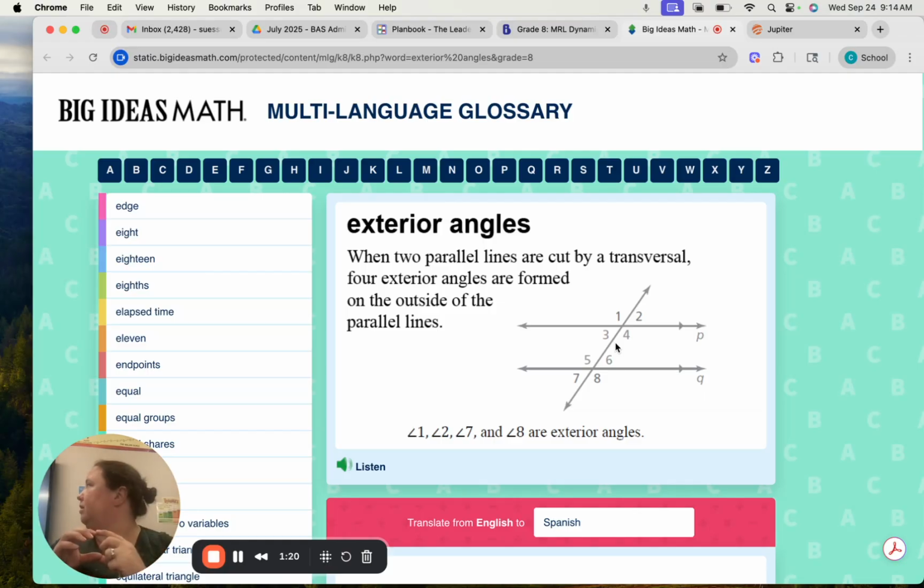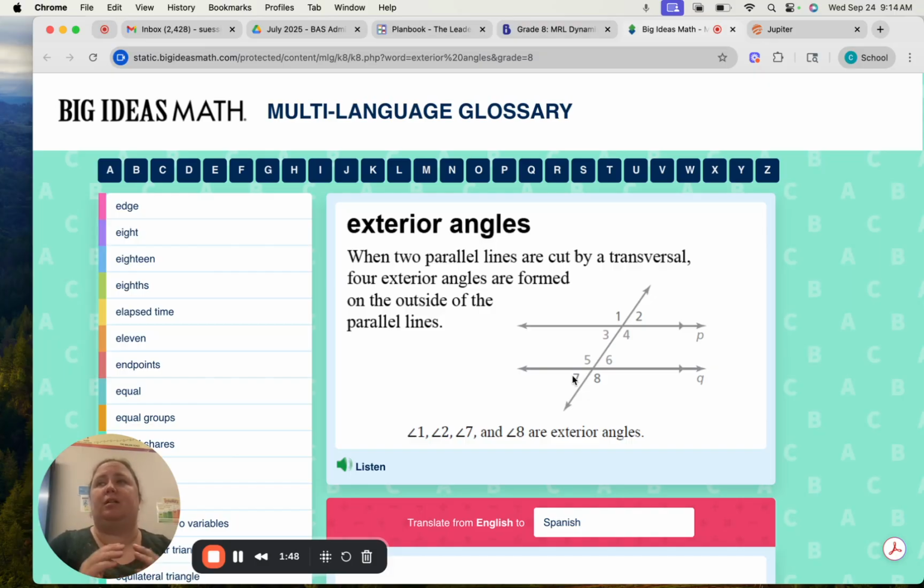So look at the 2 parallel lines like a train track. The exterior angles are on the outside of the train track. So 1 and 2 would be exterior angles, and 7 and 8 would be exterior angles. Does that make sense to you guys? You're all looking down, so I'm not convinced you're listening. If I had a pop quiz right now and asked what numbers were exterior angles, could you answer me? No, because you weren't looking up when I told you to look up.